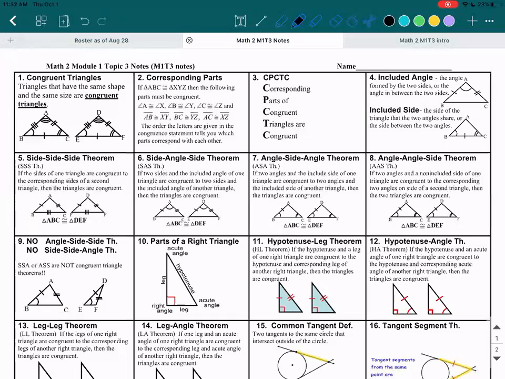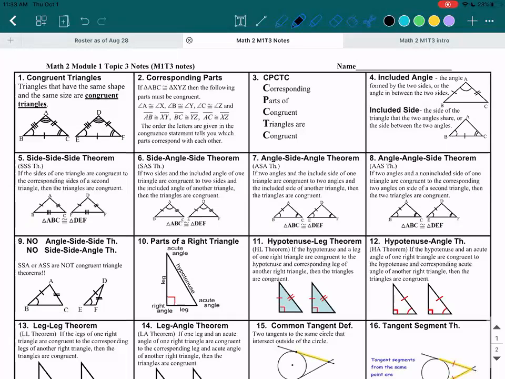All right, so we're going to go over boxes 1 through 9 today together. The first box is congruent triangles. The definition of congruent triangles is triangles that have the same shape and the same size. So they're a copy of each other, essentially.